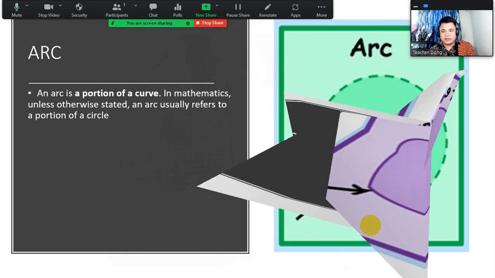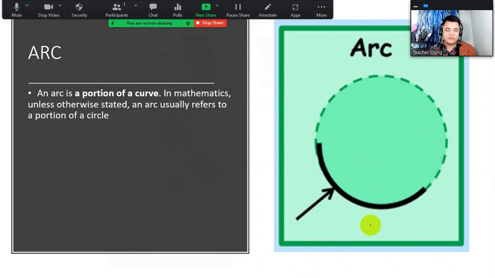Next, we have arc. An arc is a portion of a curve. In mathematics, unless otherwise stated, an arc usually refers to a portion of the circle. What you are seeing here is an example of an arc. You can name it by its endpoints as well. It has a definite measurement. So we can write this as arc AB, with this as the symbol for arc. We also have arc CD. Arc AB or BA, or CD and DC. That's how you name an arc.